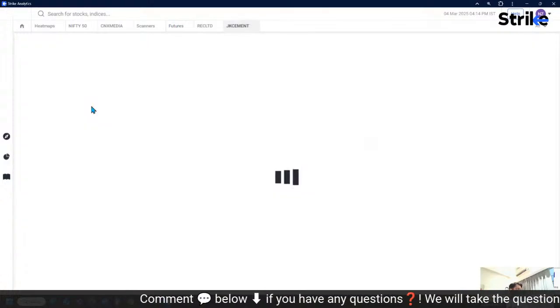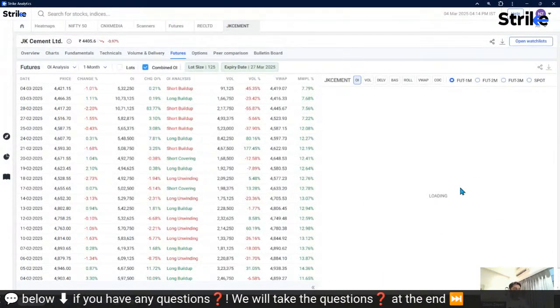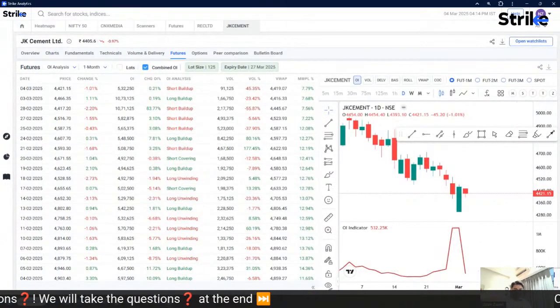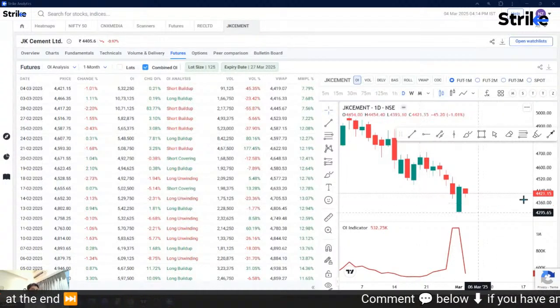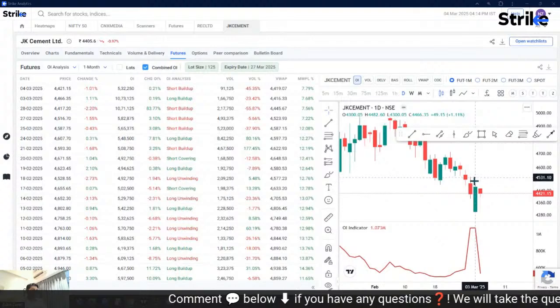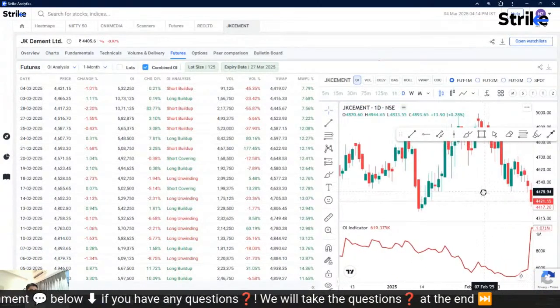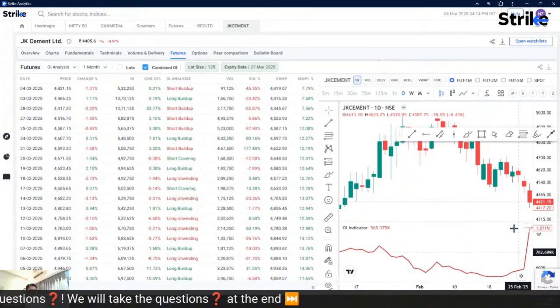So again, over here, you can just simply pop out and look at its chart with its open interest indicator down here. Okay, I'll just change where the placement is. Okay, so you can see that over the past week over here, like this, the prices have gone down and the open interest has gone up.